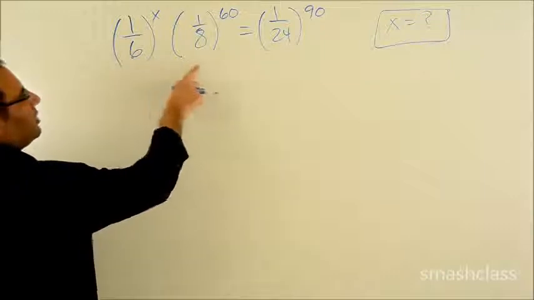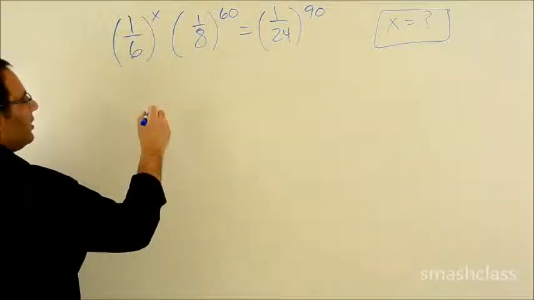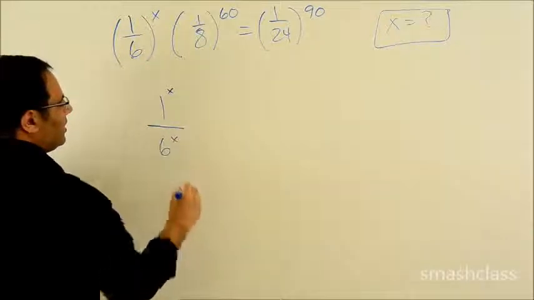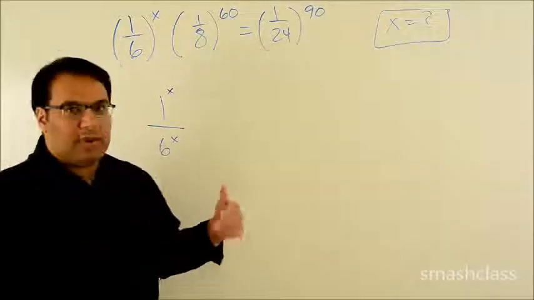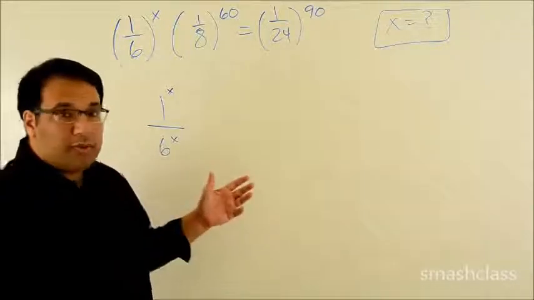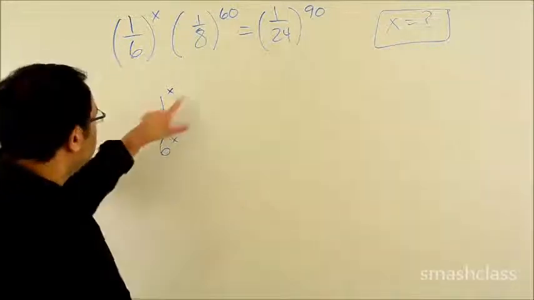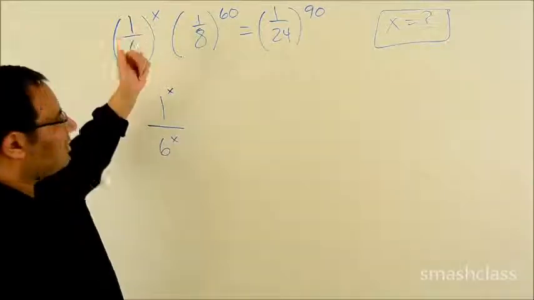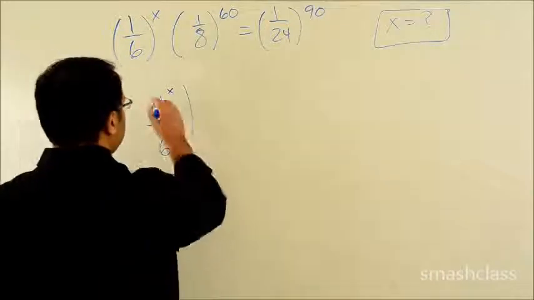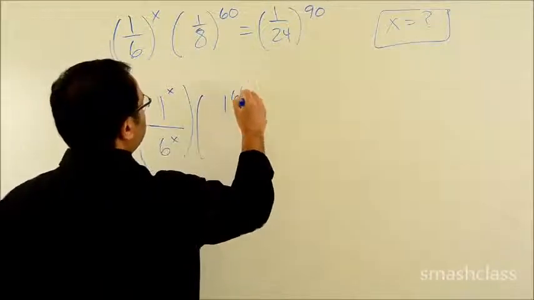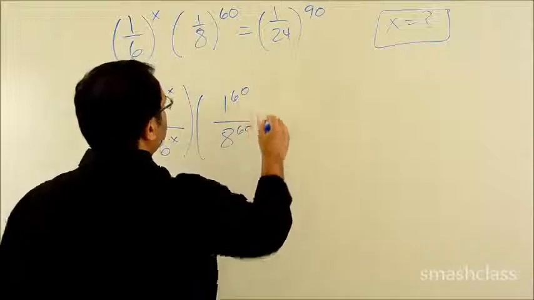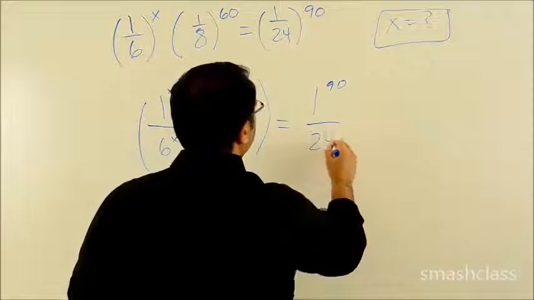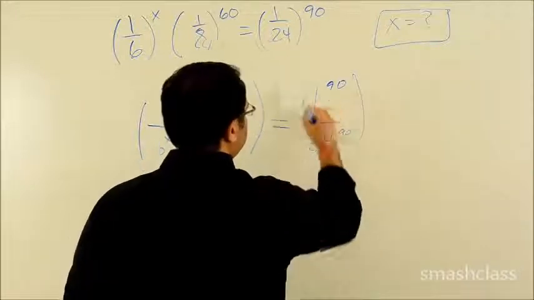One thing you'll notice is I've got a series of fractions. So I'm going to simplify this by saying this is 1 to the x power over 6 to the x power. Any fraction you have, if you take it to a power, if you remember our rules for multiplication of fractions, you can simply do this because it's going to be 1/6 times 1/6 times 1/6 x number of times. I'm going to multiply that by 1 to the 60th all over 8 to the 60th equals 1 to the 90th all over 24 to the 90th.